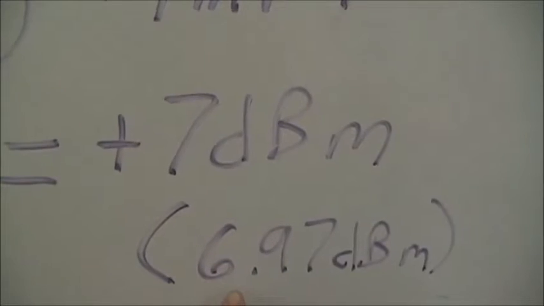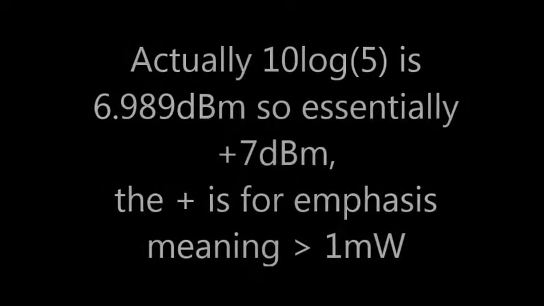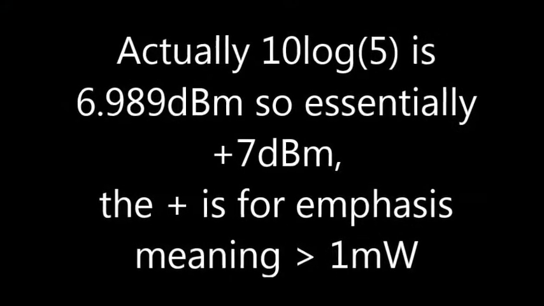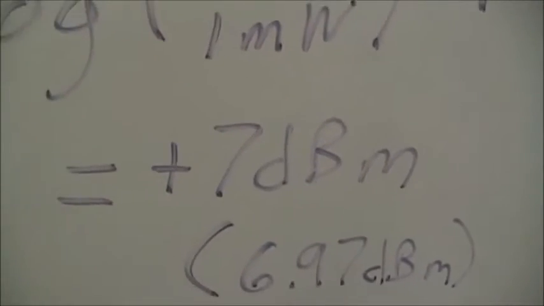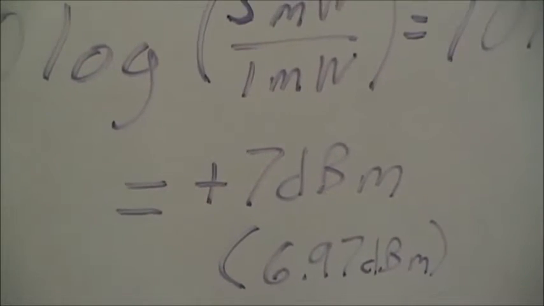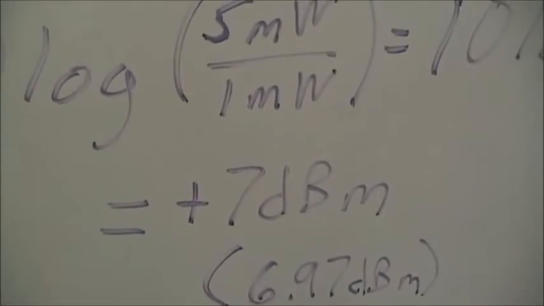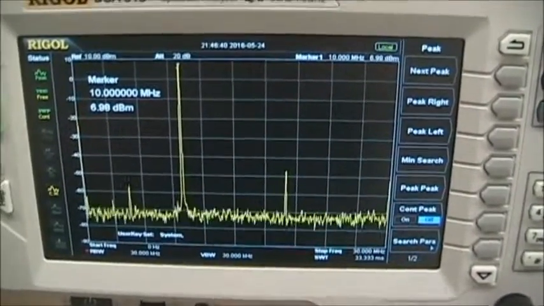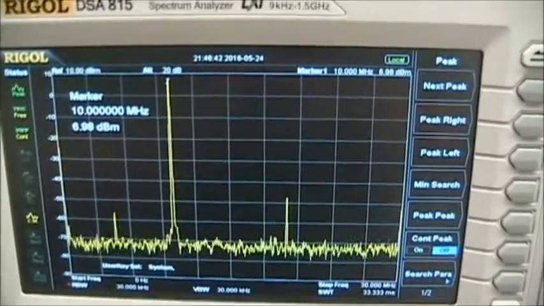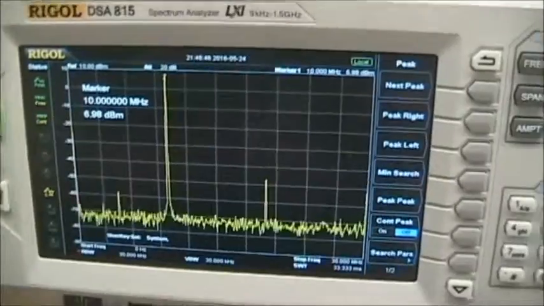It says the calculation is 6.97 dBm. But plus 7 is the typical value associated with 5 milliwatts on a mixer. So now we need to set up the mixer for plus 7 dBm. So I've adjusted my signal to be 10 megahertz and 6.98 dBm, which is very close. So we'll go look at the generator.